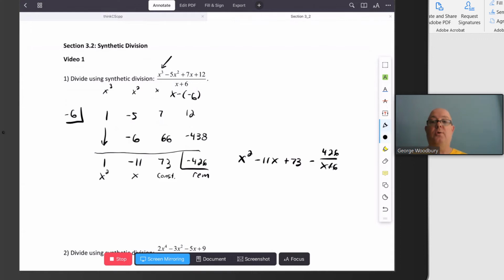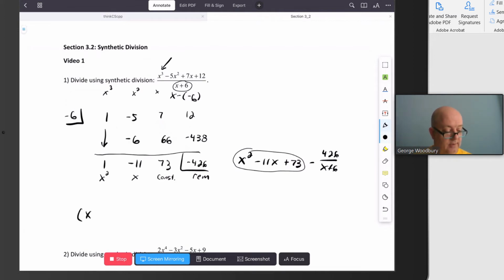Another way that we write it, though, is by writing the denominator x plus 6 times the quotient, and then we add the remainder to the end of that. So we could write this as the function is x plus 6 times the quotient, x squared minus 11x plus 73. That's the divisor times the quotient, and then plus the remainder, that's -426.